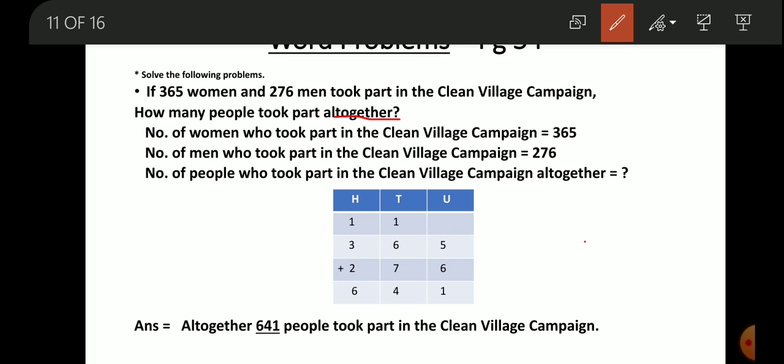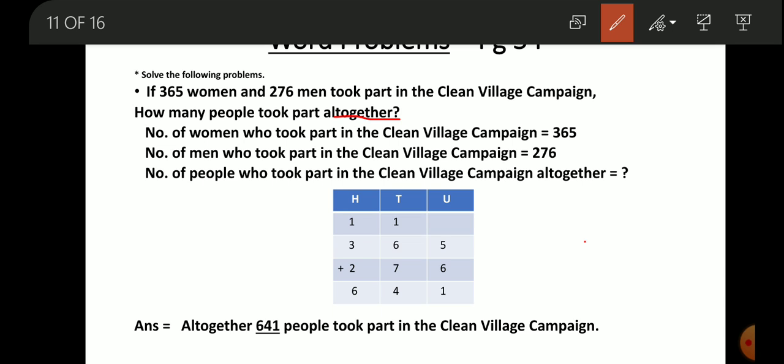Now arrange the numbers. 365 plus 276. 5 plus 6, 11, 1 down, 1 on top. 1 plus 6, 7, 7 plus 4, 11... 7 plus 7, 14, 4 down, 1 on top. 1 plus 3, 4, 4 plus 2, 6. The answer is: altogether 641 people took part in the Clean Village campaign.